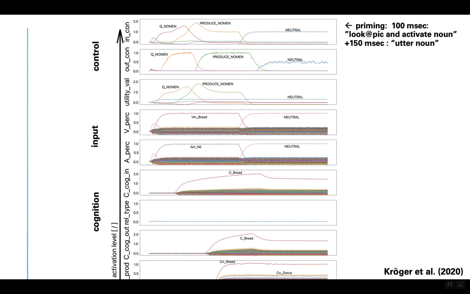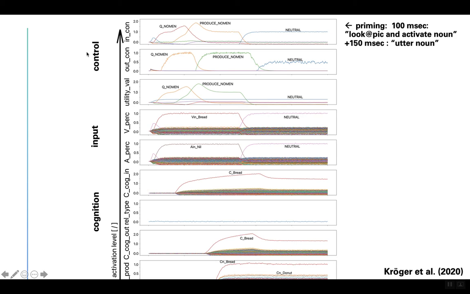So now for the picture naming task. First of all, here we see the buffers again with their activation levels. Here we have the time scale, and here we see, for example, for the cognitive input, an activation of the concept bread starting at this point in time and holding over the whole simulation.